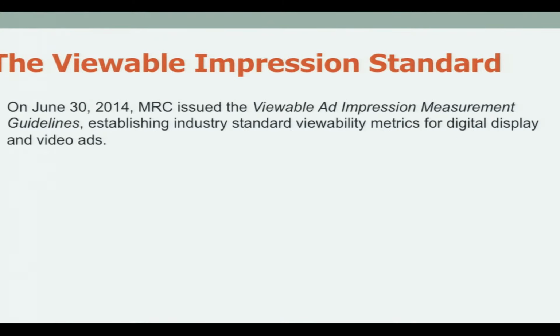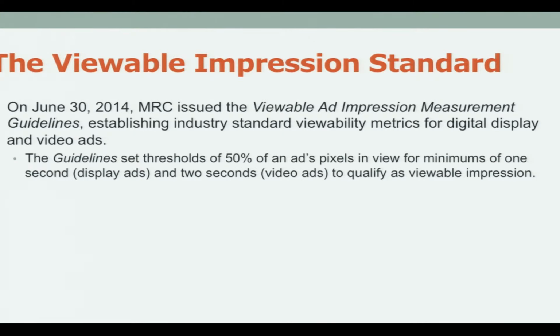So turning to viewability itself, we issued the viewability guidelines in June of 2014, and it was a result of a couple of years of work that went into this. And as Steve just covered, the basics of the thresholds for what constitutes a viewable impression are 50% of the ad's pixels in view for a minimum of 1 second for a display ad and 2 seconds for a video ad.